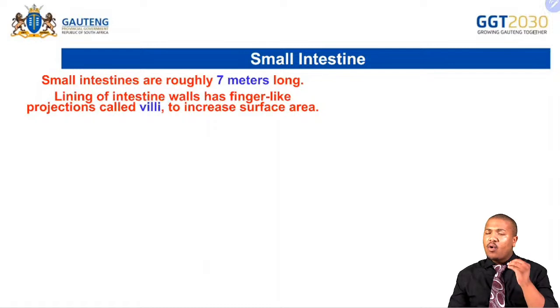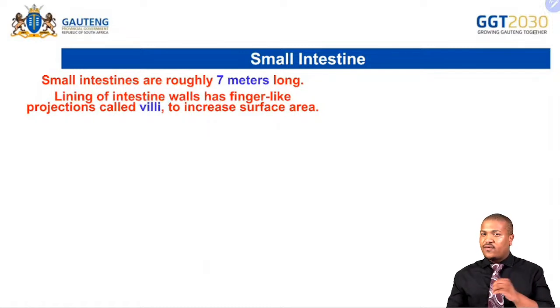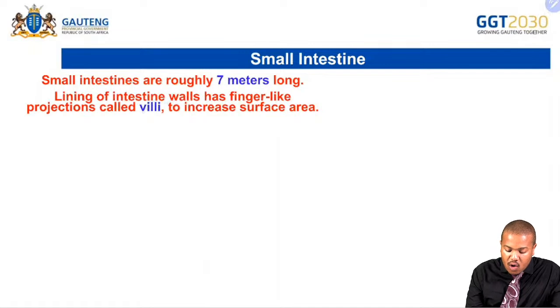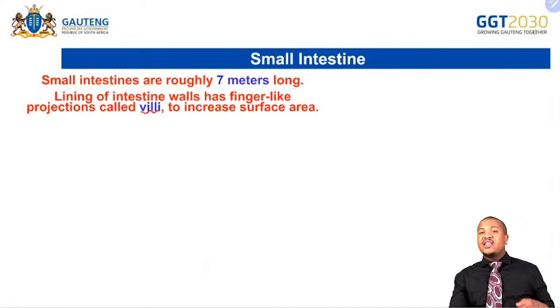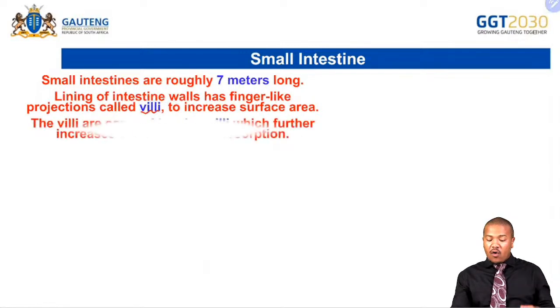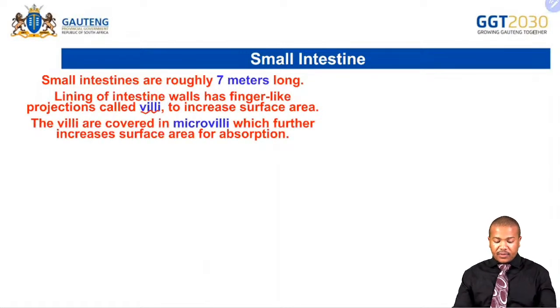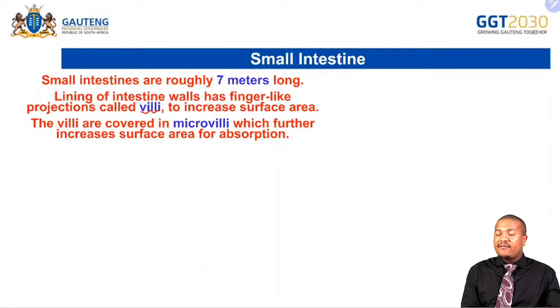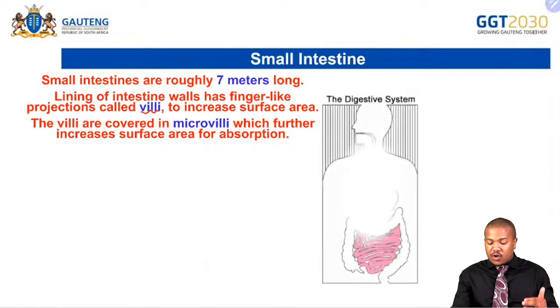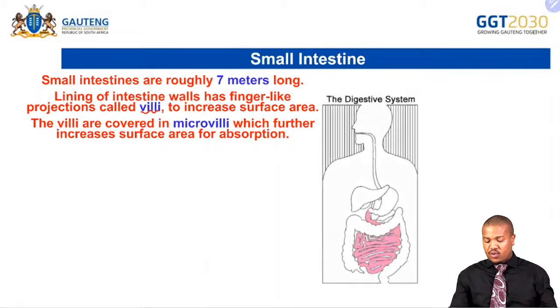Now, how is the small intestine structurally suited for its function? The lining of the intestine walls has finger-like projections called villi. The villi help to increase the surface area for absorption. The villi are also covered in microvilli, which further increase the surface area for absorption of the nutrients that we are looking for here.